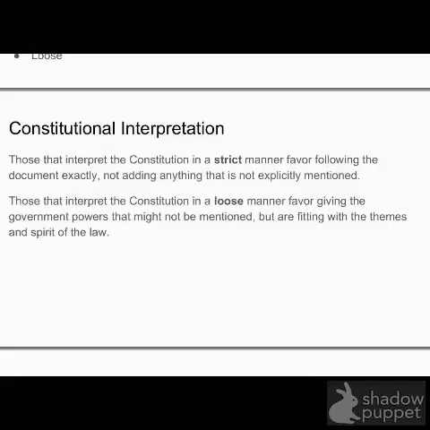So Washington's cabinet helped him to be a better president. They were his advisors. They weren't actually political officials. So that doesn't contradict the Constitution.